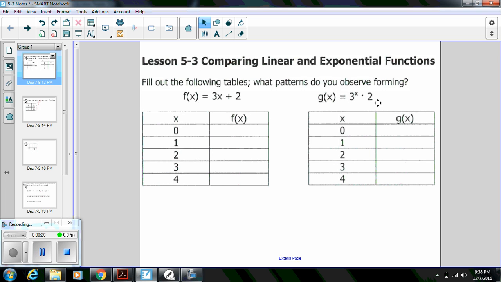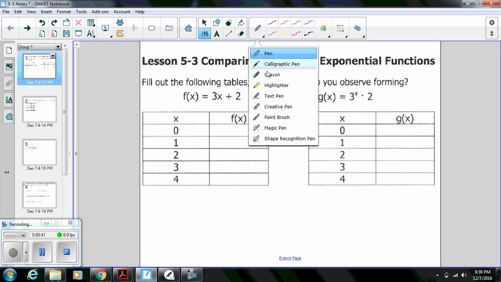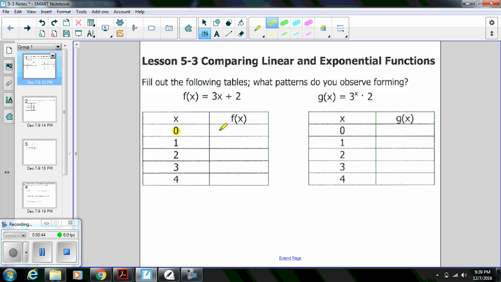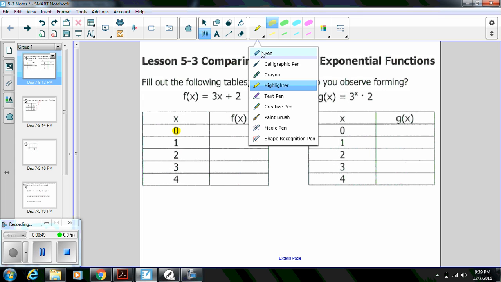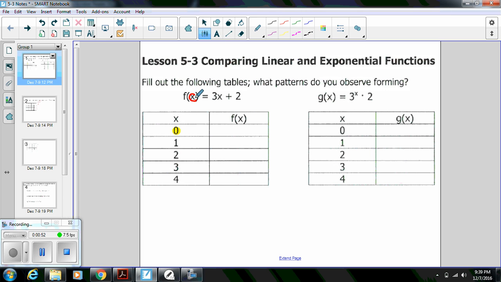So first, in these two examples that we're going to do, it says fill out the following tables. What patterns do you observe forming? So I'm given a table of x values. I need to plug in each of these x values. So first we have 0. So I'm going to plug 0 in for everywhere I see an x. So I now have f of 0 equals 3 times 0 plus 2. I come out with a 2. So when I plug in 0, out comes a 2.